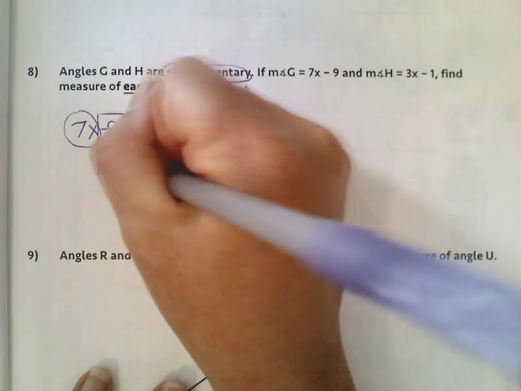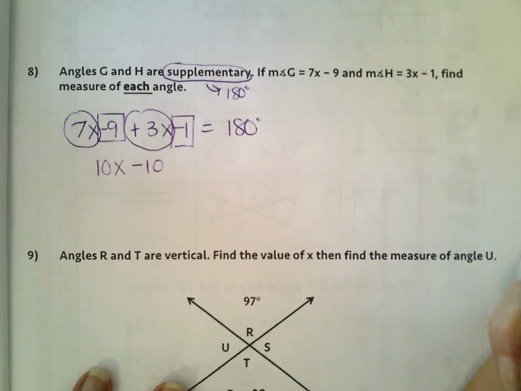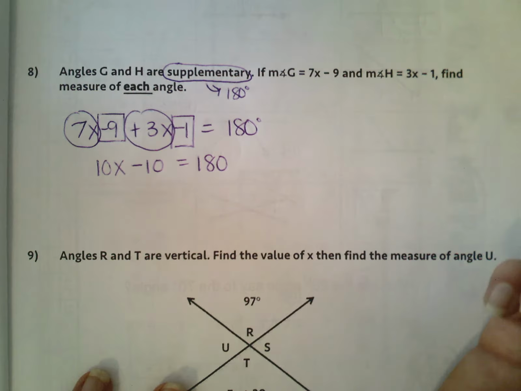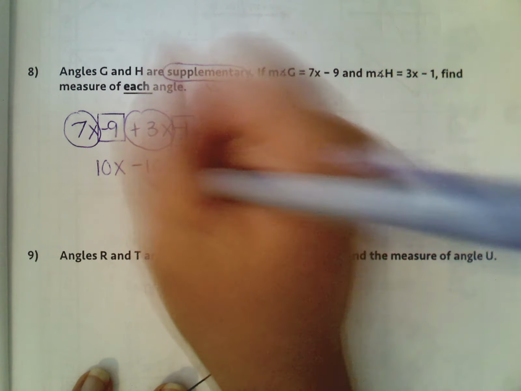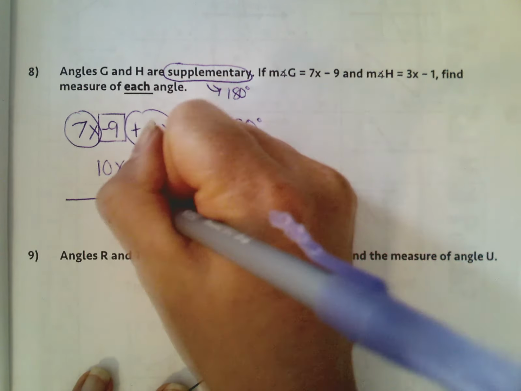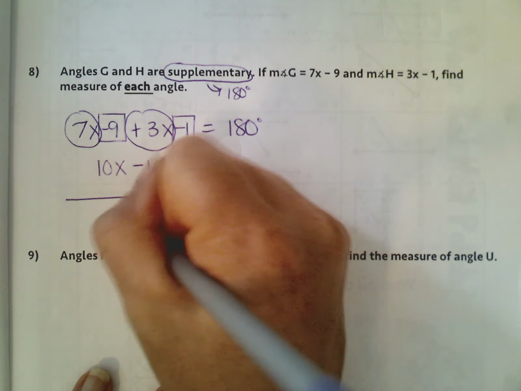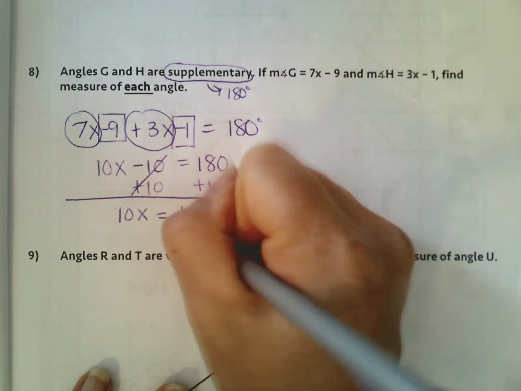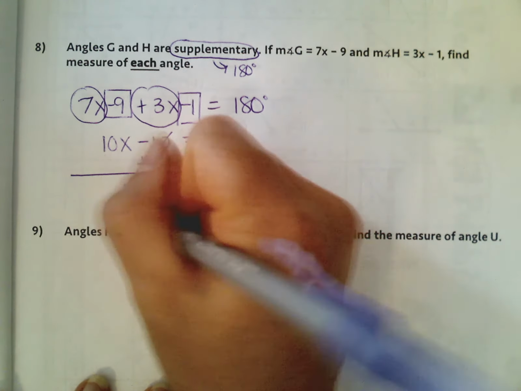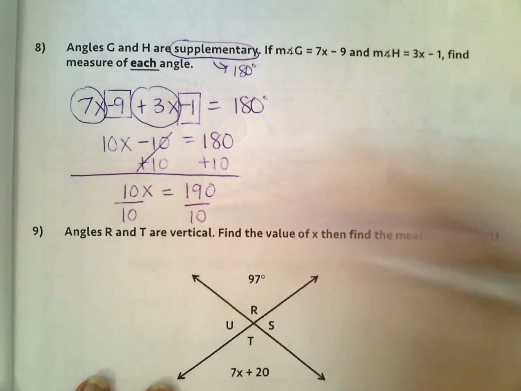Your total is you owe $10, negative 10 is equal to 180 degrees. The first inverse step is to add 10 to both sides. So these 10s cancel. I'm one step closer to solving and getting x alone. 180 plus 10 is 190. And my last step is to divide by 10.